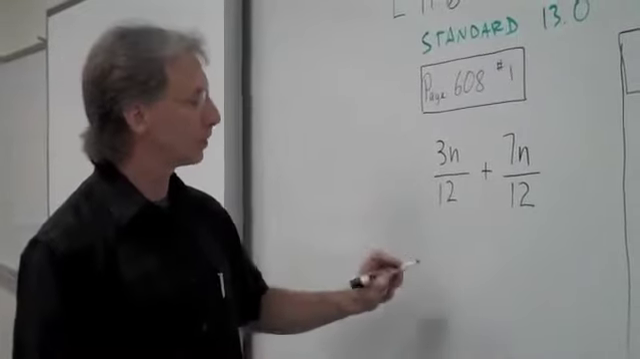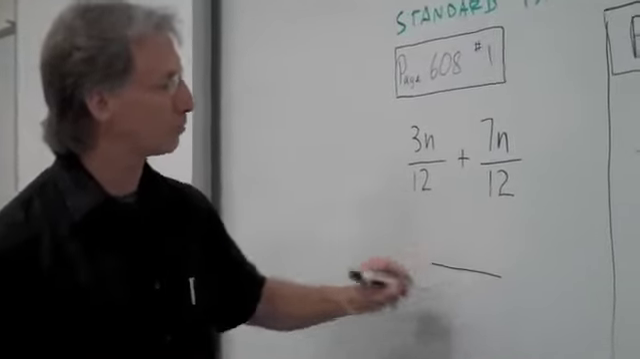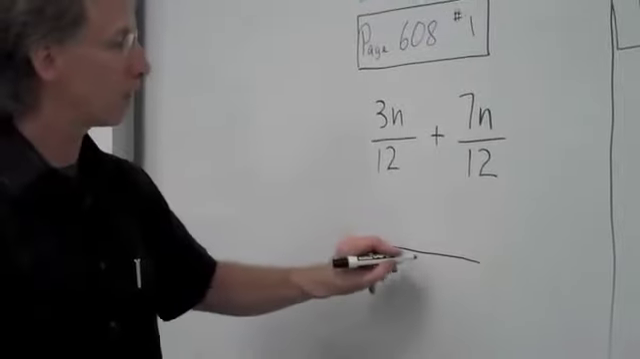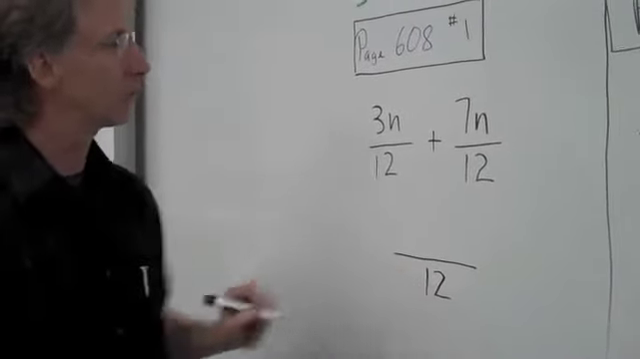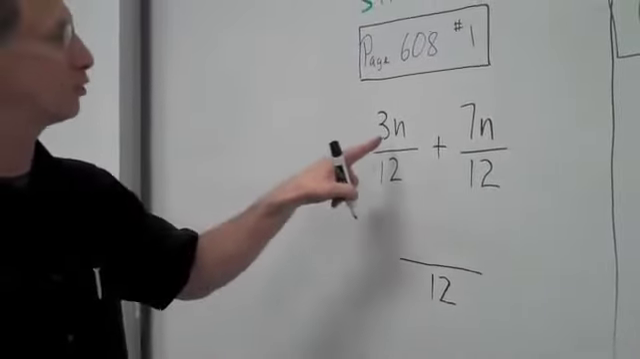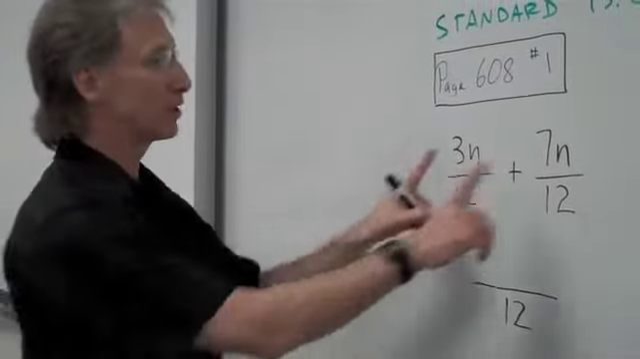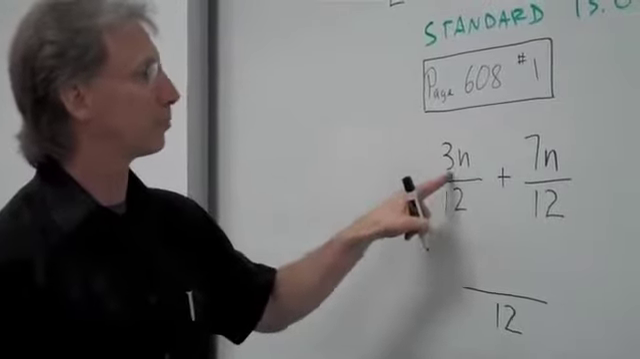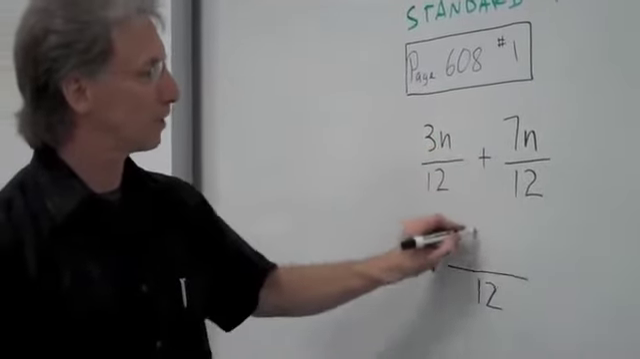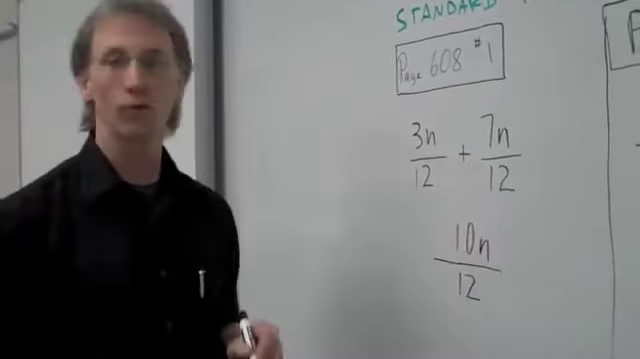All you have to do on this, if you were to rewrite this problem, you can take that denominator, 12, and just write it one time. And then you can take these two like terms, the 3n and the 7n, they're like terms because they both have an n. You just add them up, 3 plus 7, and you get 10n over 12.